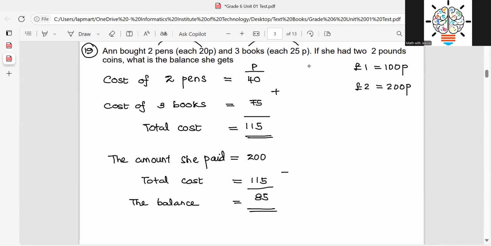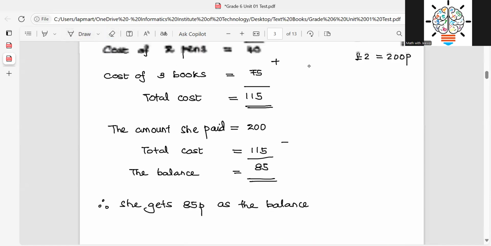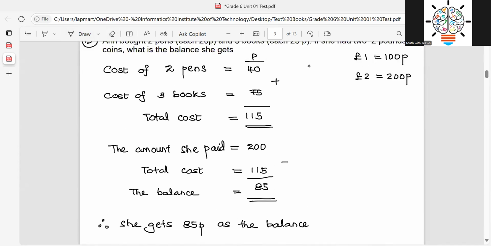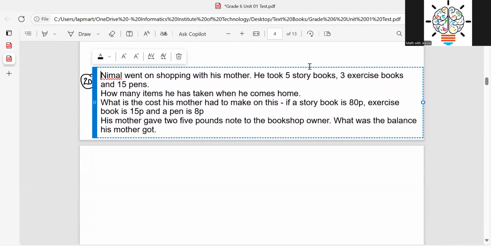So what is the balance she gets? Therefore, she gets 85 pence as the balance, right? So she gets 85 pence as the balance. Like this. 40, 75, yes, correct. And then we will move to the next question.